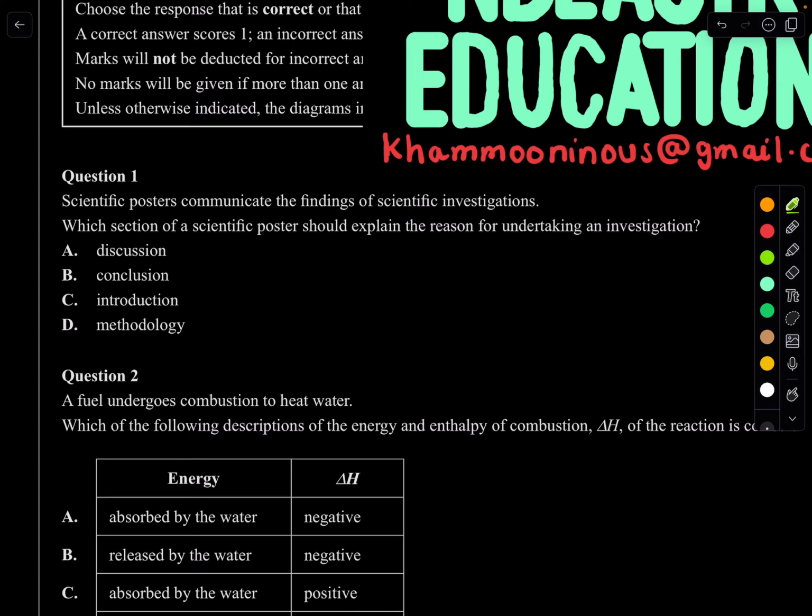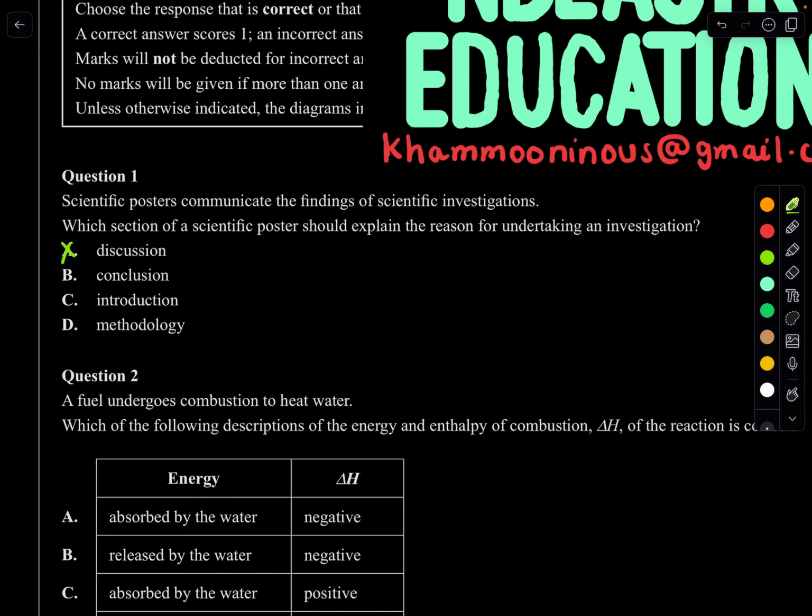Is it the discussion? No, actually, the discussion is where you analyze your results, or you talk about your graphs, or in terms of interpreting the hypothesis, discuss limitations, explain how you got the answer. These are where you talk about the discussion. You don't even talk about why you're undertaking an investigation. No way you put it in the discussion. Yeah, not that part.